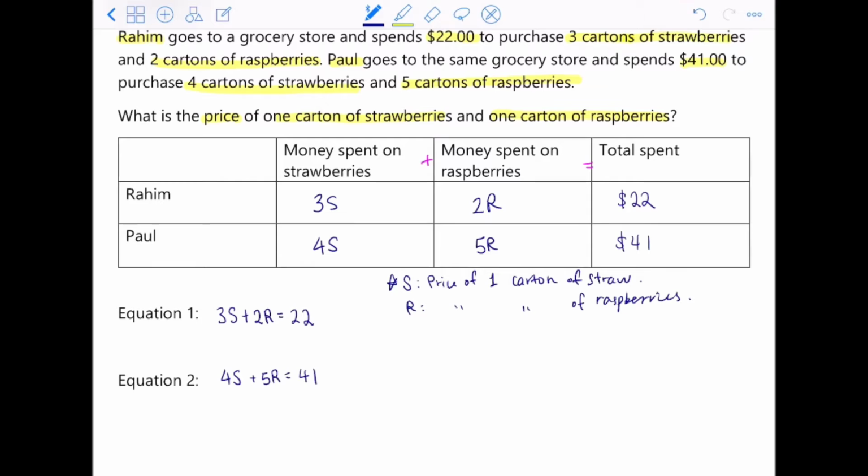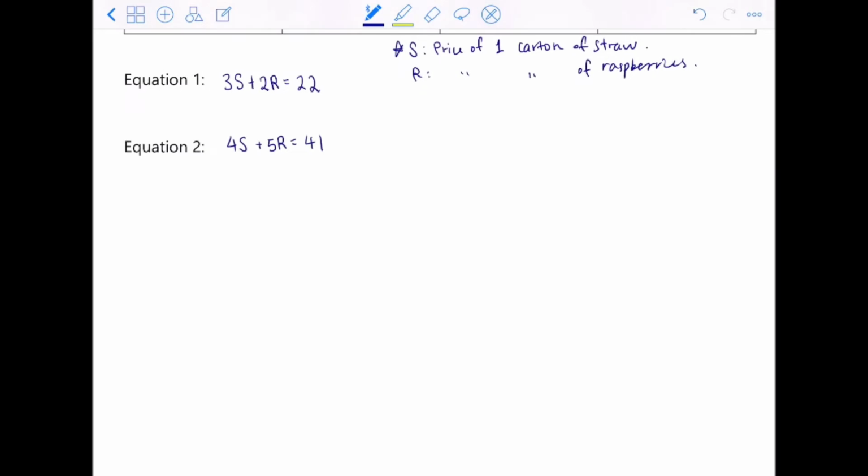So to solve by elimination, we do need to align the variables. What I mean by that is that we have the first equation here and the second equation here. S as a variable lines up, same with R, and then the constant also needs to line up as well. So that's what I mean by aligning those equations so that they have like terms together.